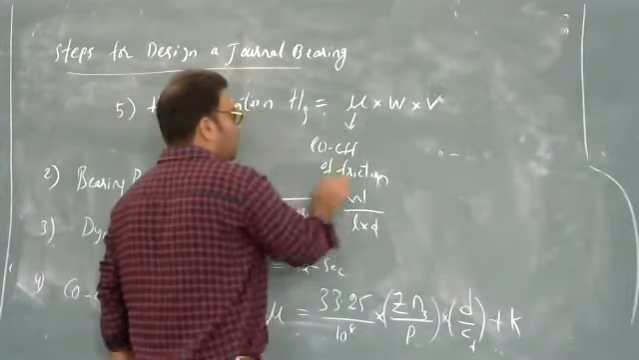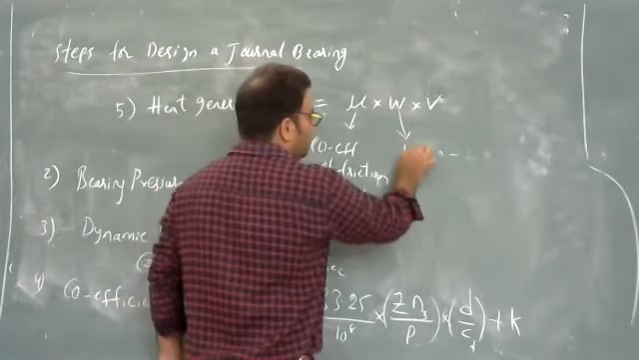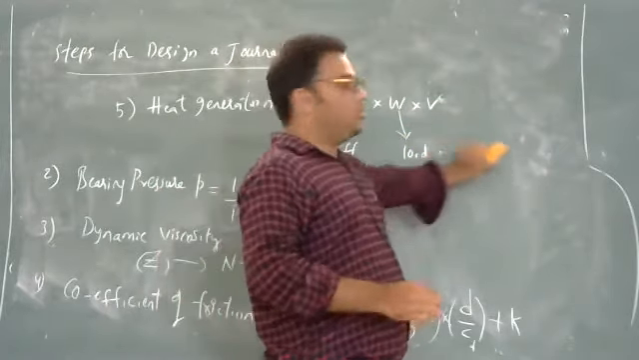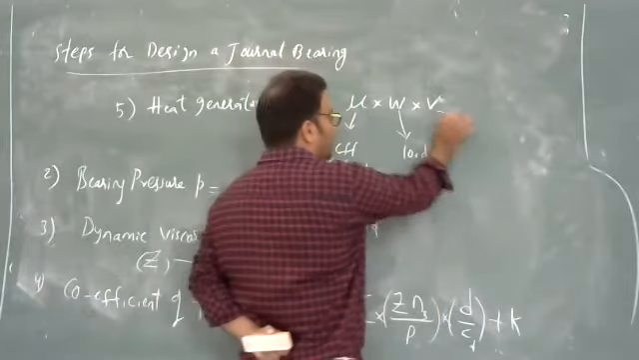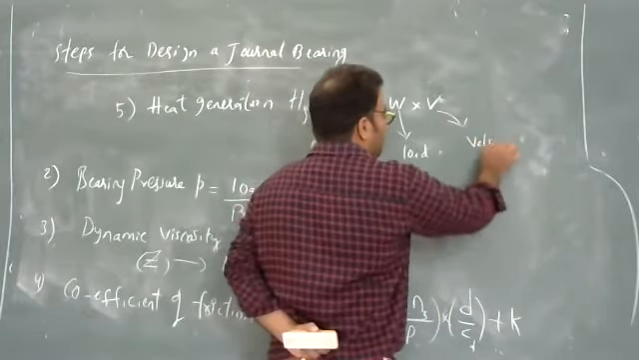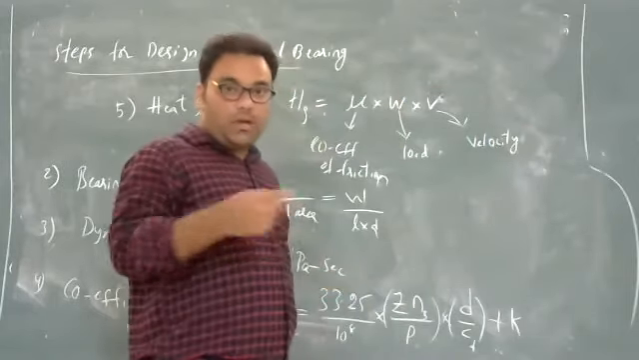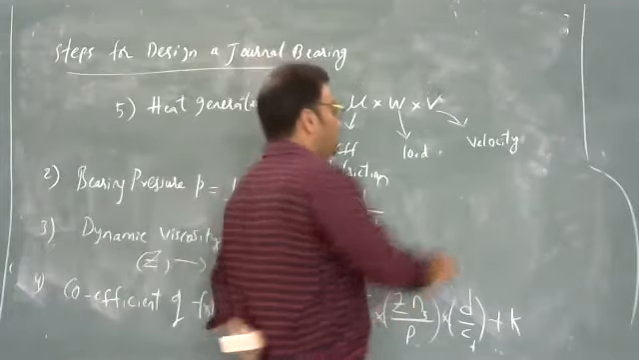Coefficient of friction. What is W? W is nothing but load. So here, what is V? V is given already for that velocity. V is nothing but velocity. So what is velocity? The velocity of the bearing.